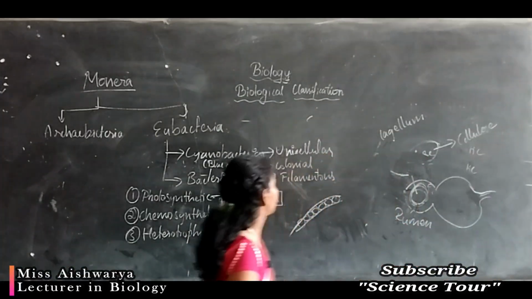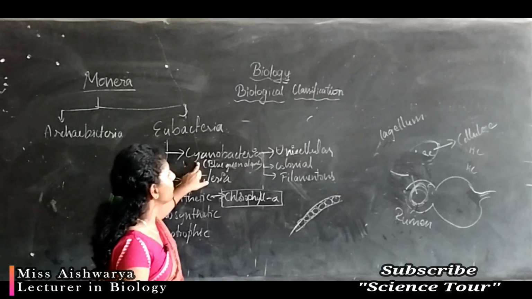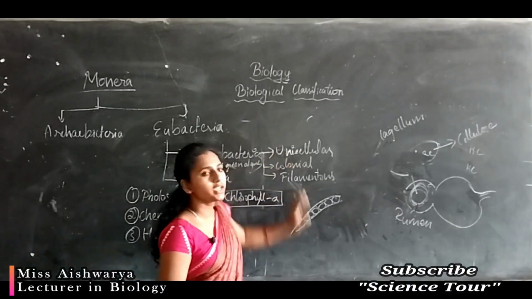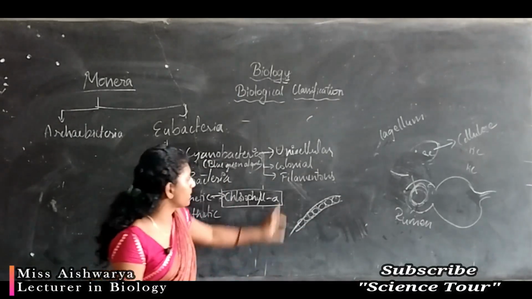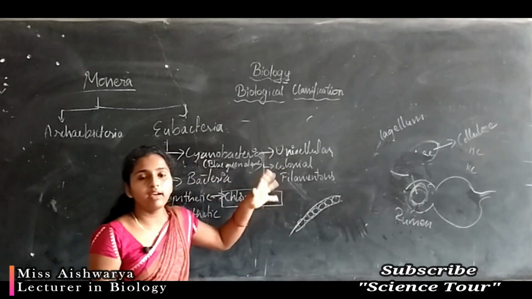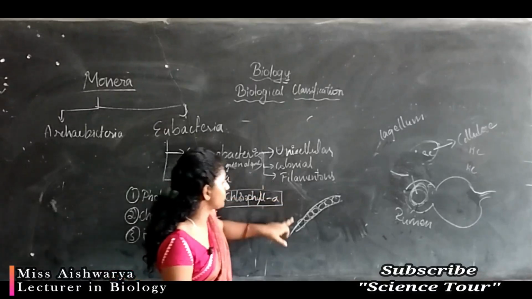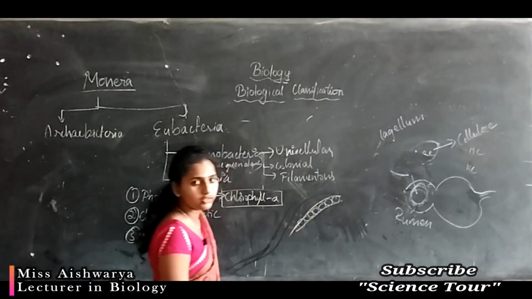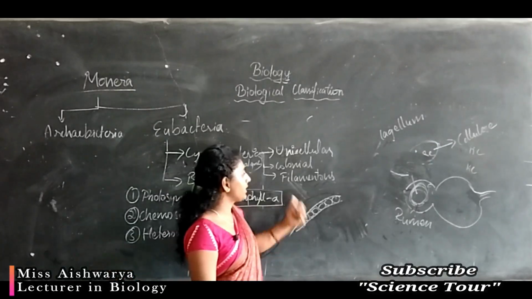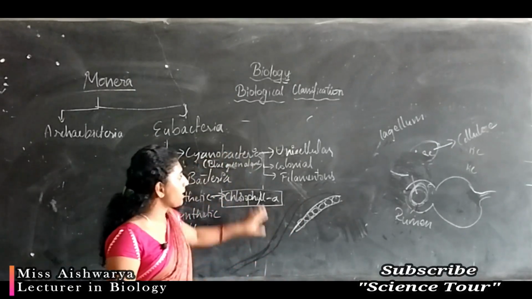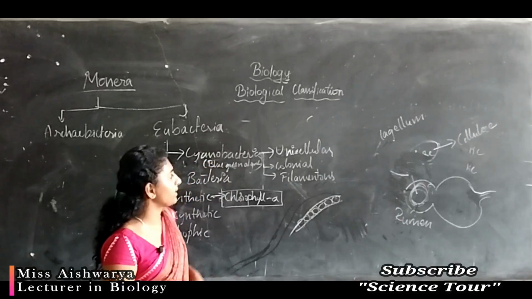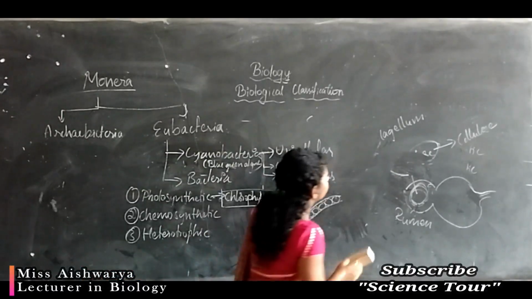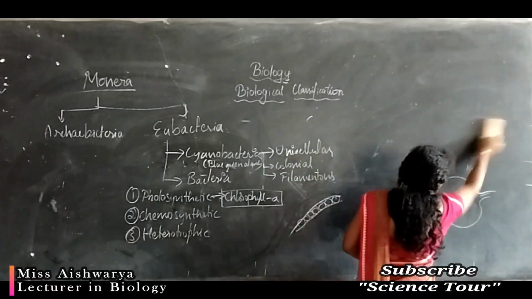Here the cyanobacteria are of three types: unicellular, colonial and filamentous. Unicellular means a single cell may be present. Colonial means they have aggregated in colonies. Filamentous means the cells are present one above the other, forming a long thread-like structure. That we'll call filamentous. The important examples for cyanobacteria are photosynthetic in nature.